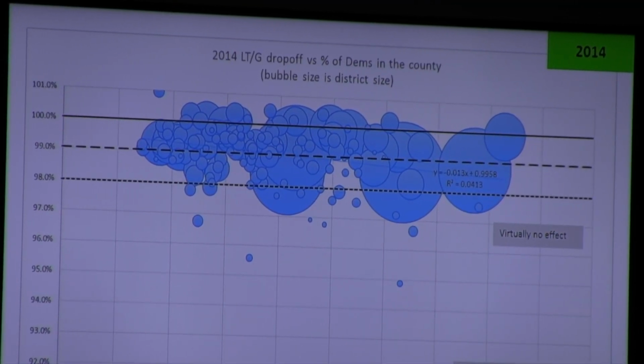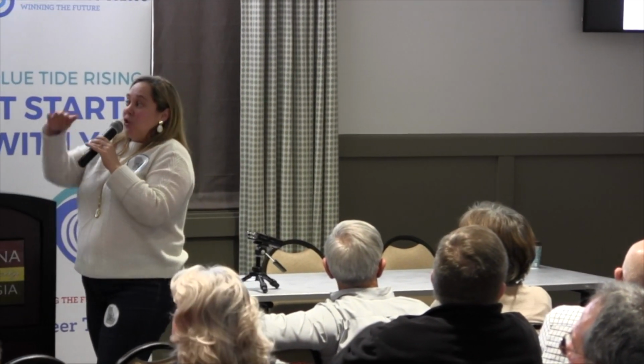This is the drop-off between governor and lieutenant governor in the 2014 midterm. And you'll notice all the bubbles are within those two solid black lines. That's a 2% range, 2%, right? And you'll notice the curve is essentially flat, because it should be. This is what it should look like. Do you guys want to see what it looked like in my race? The answer is yes.